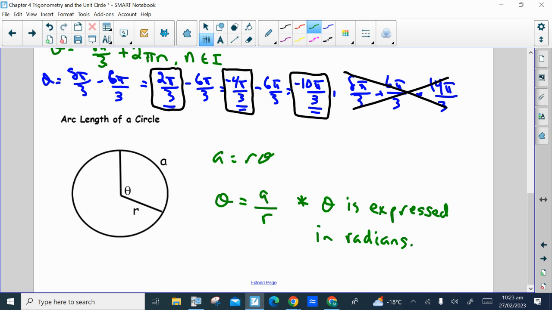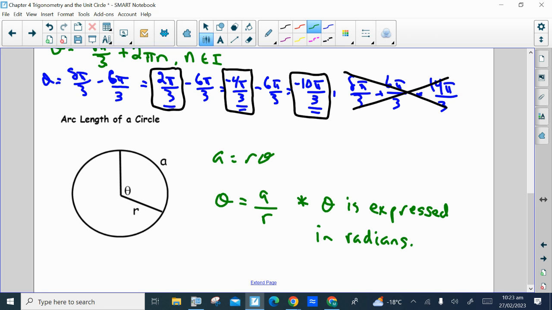Theta must be expressed in radians. There's usually a question on the diploma exam where you have to use this formula in some form. Maybe you're going to be asked to find arc length given a radius and theta, but in most cases they will give theta in degrees, so you have to do the conversion first that we talked about last class.